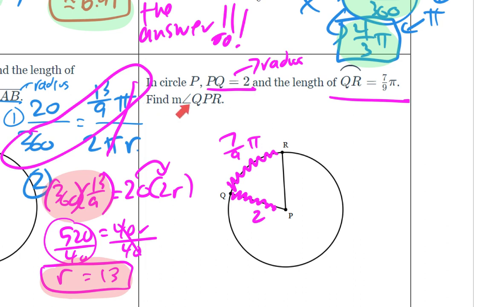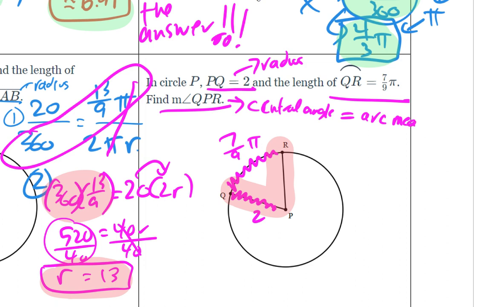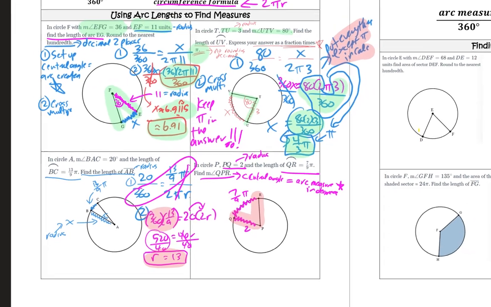Now, here's what they want. They want us to find the measurement of QPR. So QPR, they want us to find that out. That is the central angle. Here's what we need to remember. That's the central angle, which is also equal to the arc measure in degrees. So that's what we need to keep in mind. Okay, so keeping that in mind, let's go ahead and set this up.